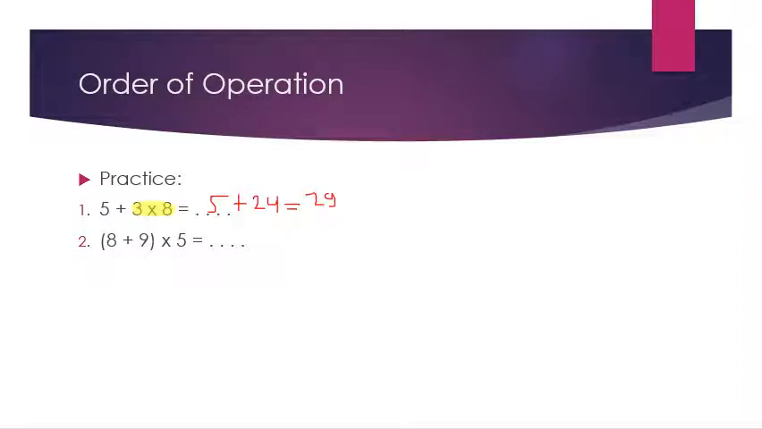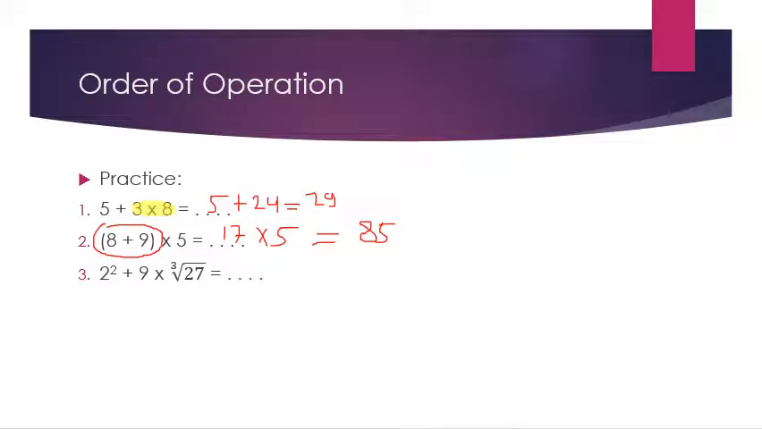Then we also have these two questions. Inside the bracket, 8 plus 9, close bracket, multiplied by 5. Even though there's a multiplication and addition, we have something inside the bracket, so we always do inside the bracket first, although it is an addition. 8 plus 9 is equal to 17. Then we multiply by 5, which will be 85.